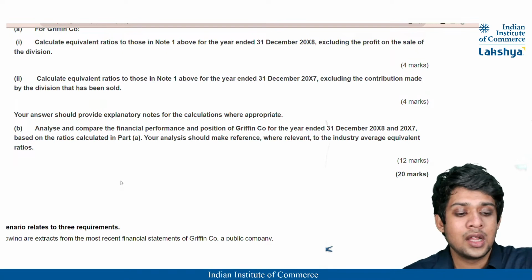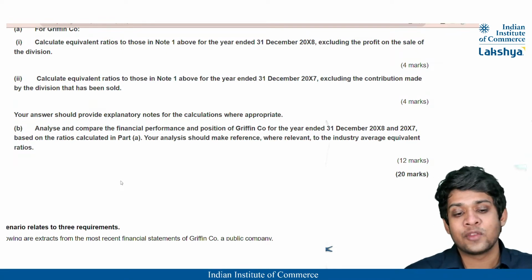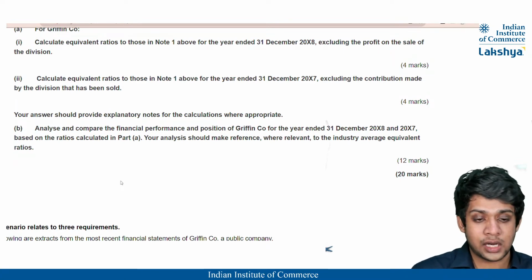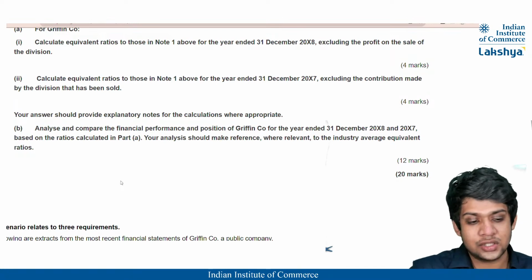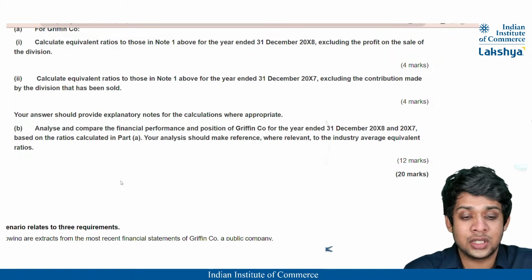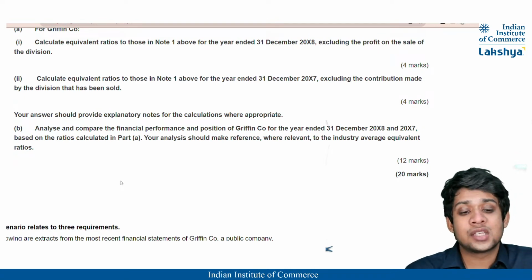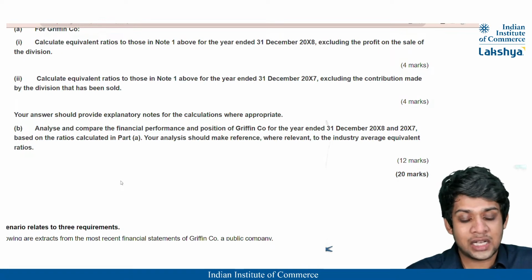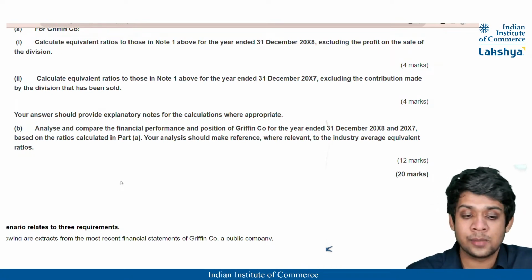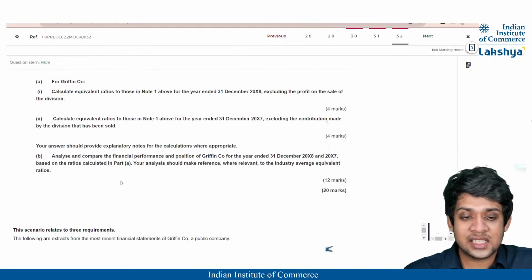That means nothing but the 2007 ratios, which are calculated excluding the contribution from the division which is sold off, right? So we will first calculate the adjusted profits, adjusted gross profit margin, and operating profit margin of 2007, which excludes the contribution made from the division which is sold off, and then compare that adjusted 2007 ratios with the 2008 ratios. Okay, so let us get started.